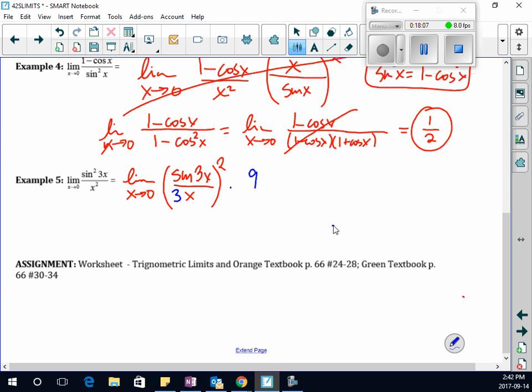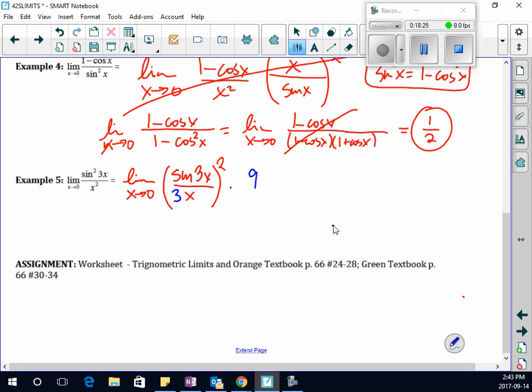Do you see? I actually put a 9 there. Does everybody see I put a 9 there? Not a 3. Because it's squared. So I got to put a 9 there to compensate. You see those cancel. So it's all legit. It's a form of 1.